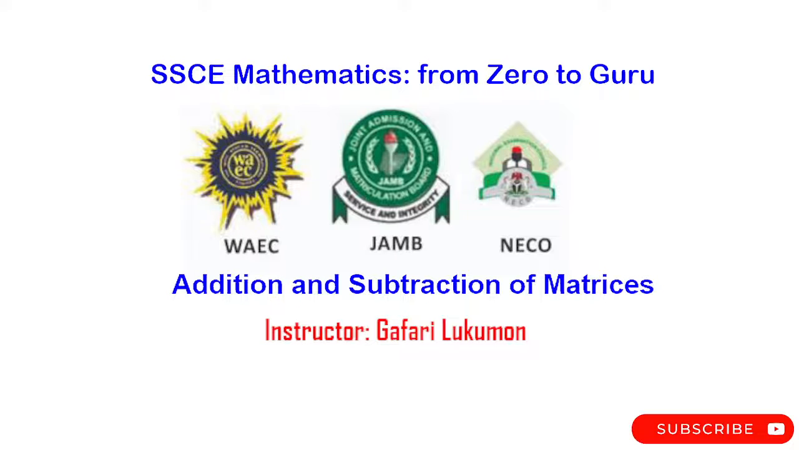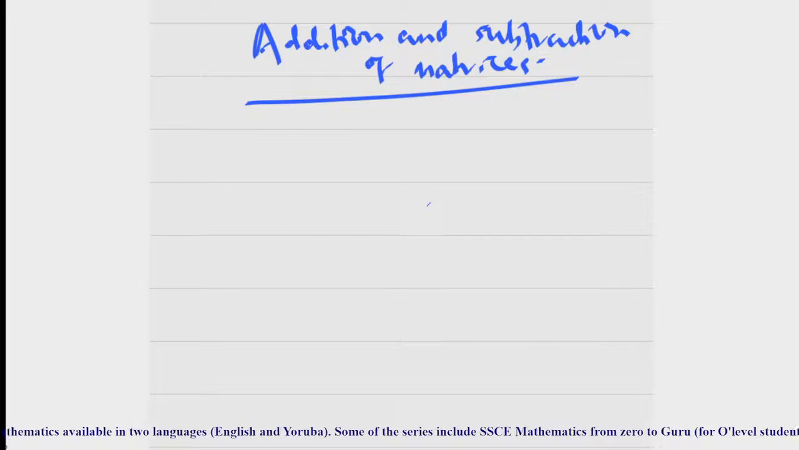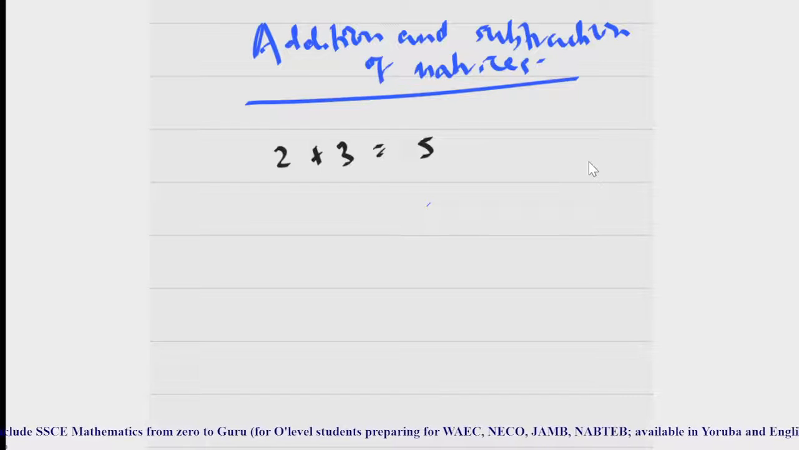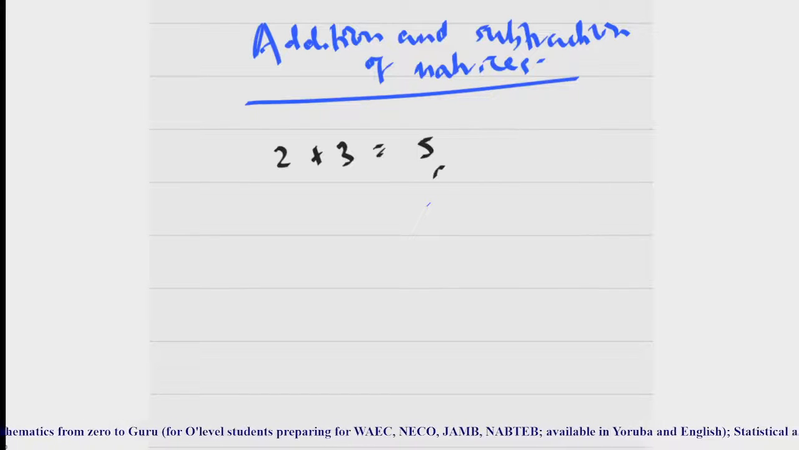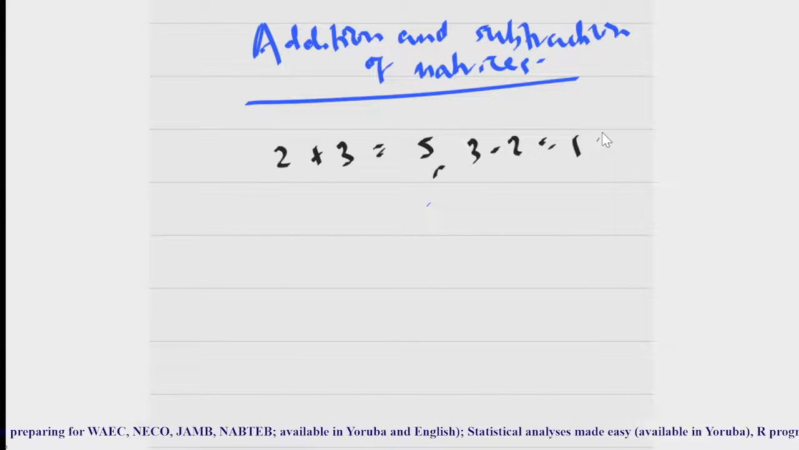Hi guys, welcome back. In this video, I will explain how you can add and subtract two matrices. Just like you can have two numbers together, you can do the same in matrices. For example, we know that 2 plus 3 gives us 5. Likewise, 3 minus 2 is 1. So you can do this type of operation in matrices too, with a condition.